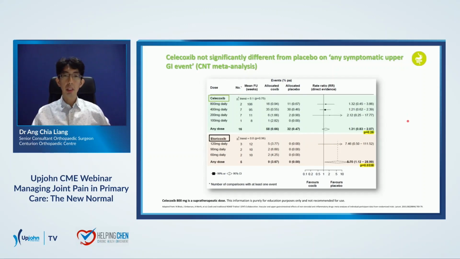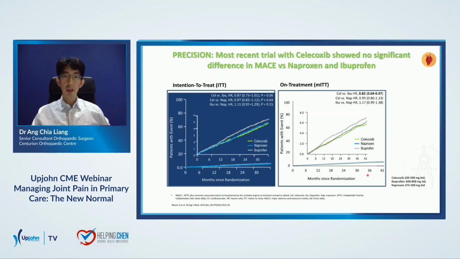Again, on GI side effects, Celebrex is not significantly different from placebo on any symptomatic upper GI event. So if you were to give them Celebrex versus if you were to give them sugar pill, placebo, it's about the same in terms of side effects, but certainly not efficacy.